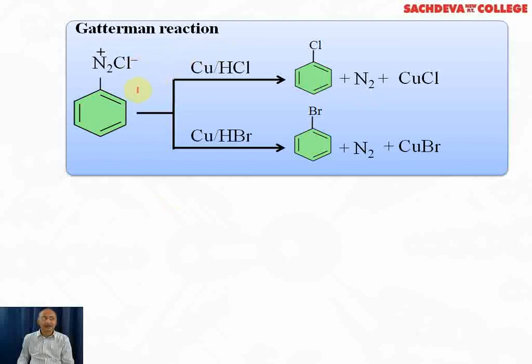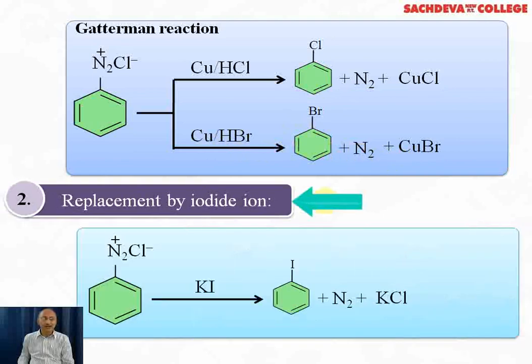In Gattermann reaction, benzene diazonium chloride reacts with copper and HCl. Product formed is chlorobenzene, nitrogen is liberated, and CuCl is formed. When it reacts with Cu and HBr, we get bromobenzene plus nitrogen plus CuBr is formed. Replacement of iodide is not easy, so benzene diazonium chloride, we react it with potassium iodide, we get iodobenzene plus nitrogen plus KCl is formed.